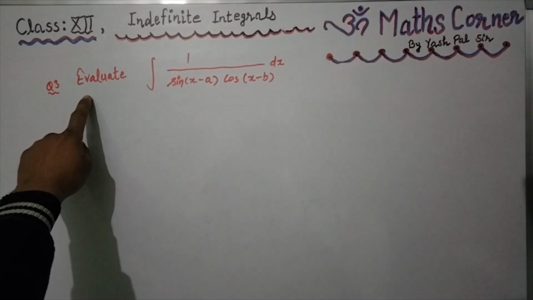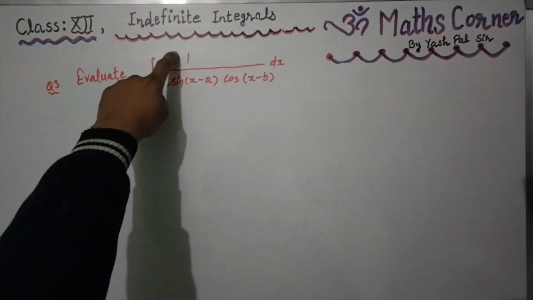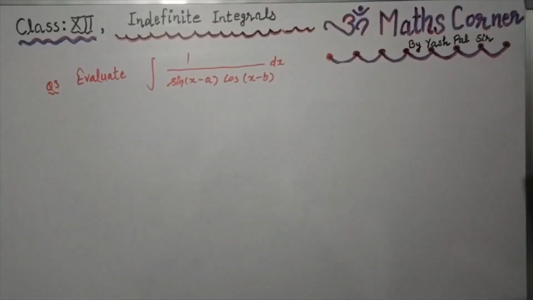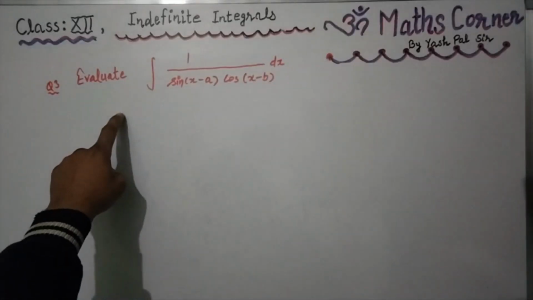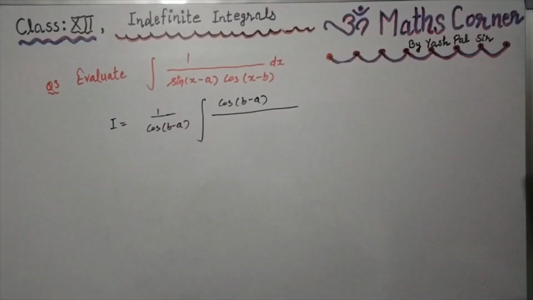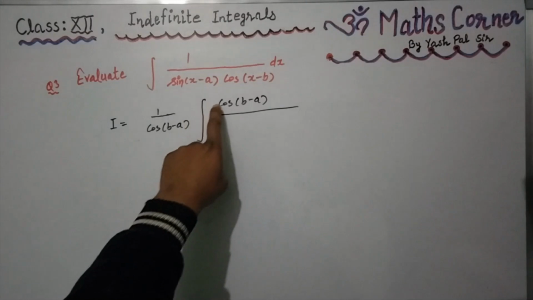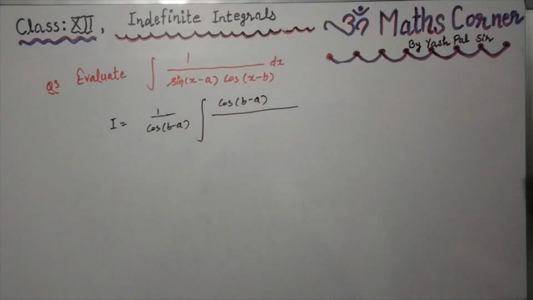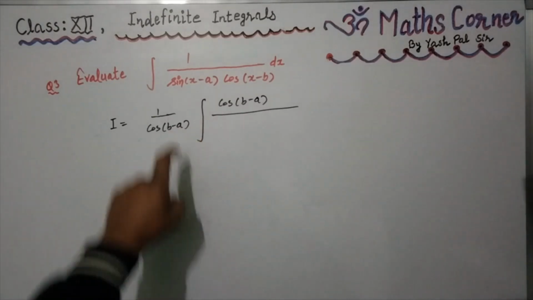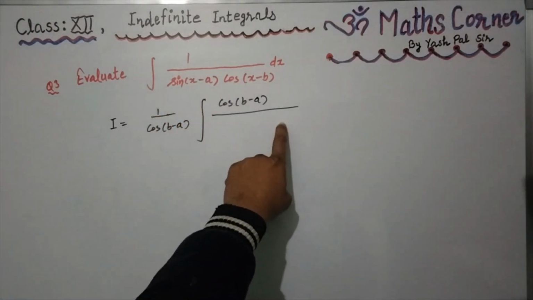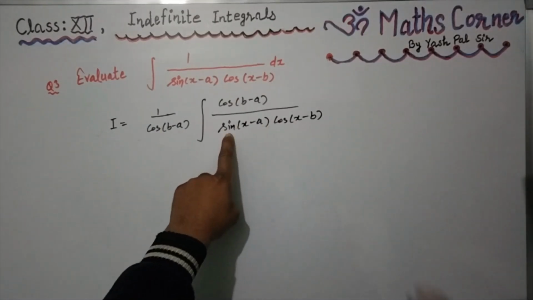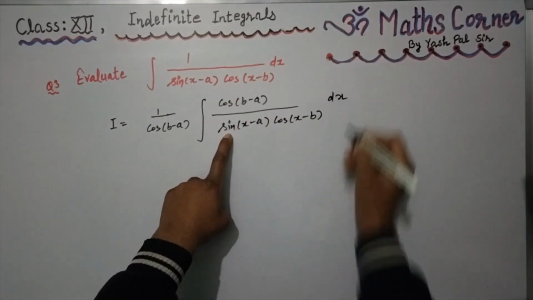Question number 3: evaluate the integration of 1 upon sin of (x minus a) into cos of (x minus b). Here we follow one trick. What is that? We multiply and divide by cos of (b minus a). This is constant. The denominator has no change, we are writing it as it is, into dx.